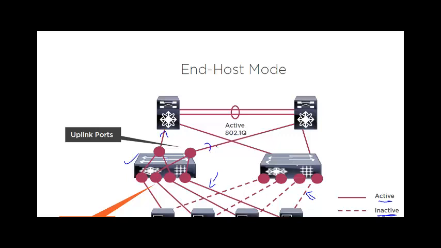I have 2 uplinks, one to a Nexus 7000 series, the first one, and one to a Nexus 7000 series second switch, N7K1 and N7K2. So what happens now? The traffic is going to both network devices on the top from the end host. No blocking. That's the good part.